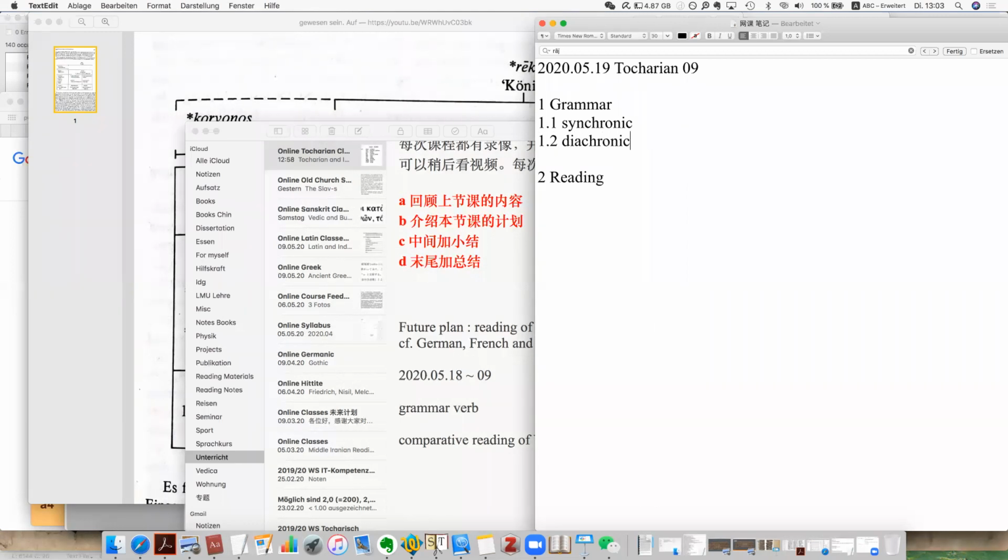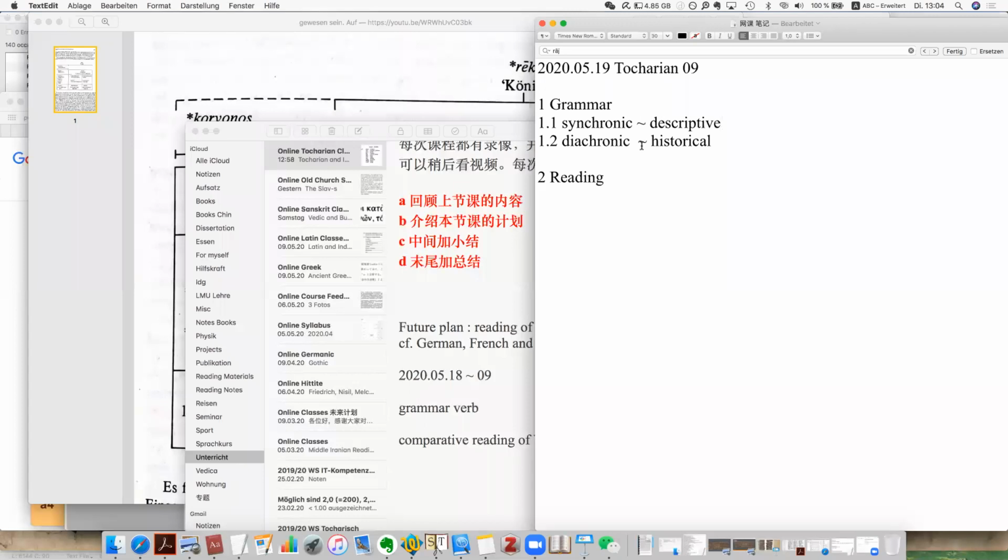Diachronic means historical grammar, and synchronic is empirical or descriptive: a descriptive introduction of the Tocharian grammar, the different forms we have in the manuscripts and texts. The second part, diachronic, means historical, etymological, and from the perspective of Indo-European linguistics.